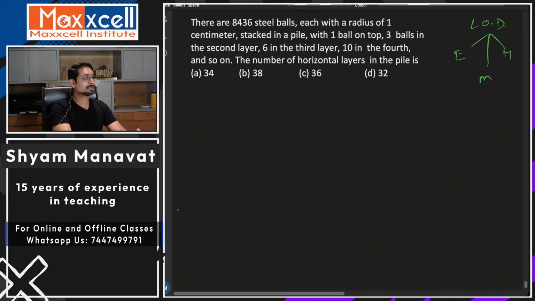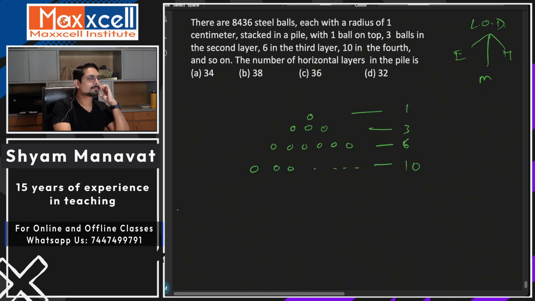Let's see. The question is: there are 8,436 steel balls with a radius of 1 centimeter that are piled. On top you get one ball. So on top you got only one ball, and then you got 3 balls in the second layer, 6 in the third layer, and then 10 in the fourth layer. So first layer 1, second layer 3, third layer 6, here you got 10, and it goes on.